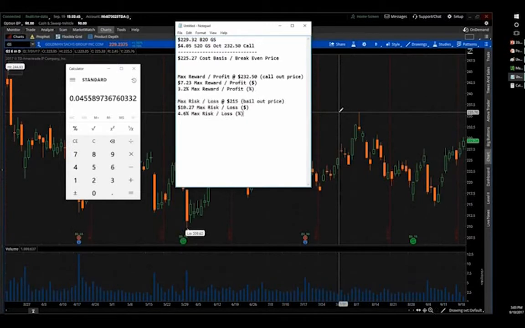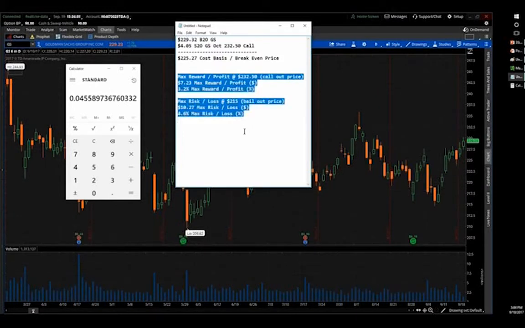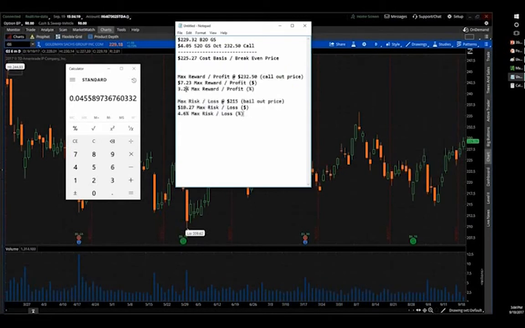I would buy this at a much better price than 229.32. I don't know if I'd get much higher a price than $4.05 because I'm up at the top of the channel, but I would try. I would wait for this thing to cycle, and selling premium is a long-term game. All right, so this would be basically the worst case scenario. 3.2% max reward profit, 4.6% max risk.